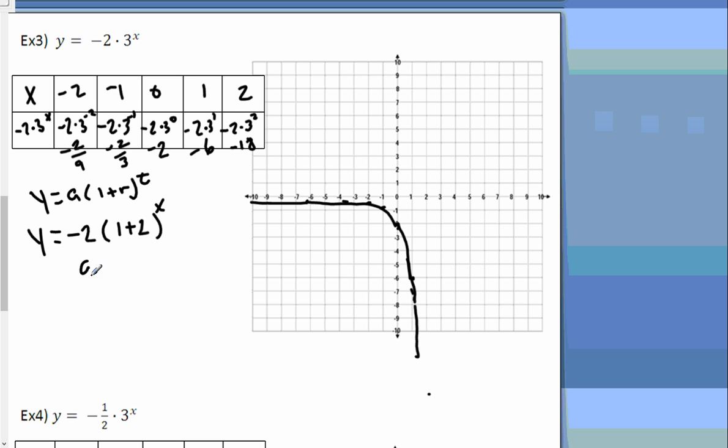So my initial amount is negative 2. My rate is 2. And t is x. Okay?